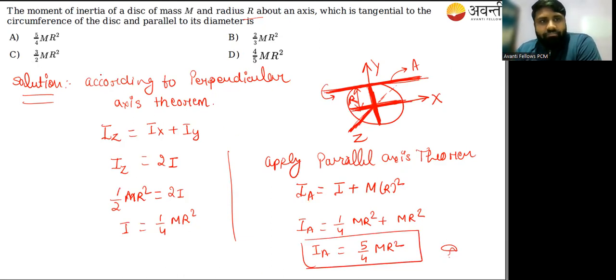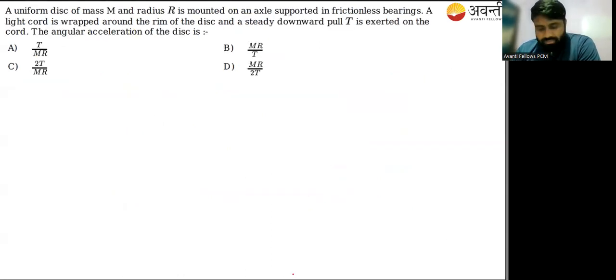This is the correct one. Option A is the correct answer. Now move on to the next one.